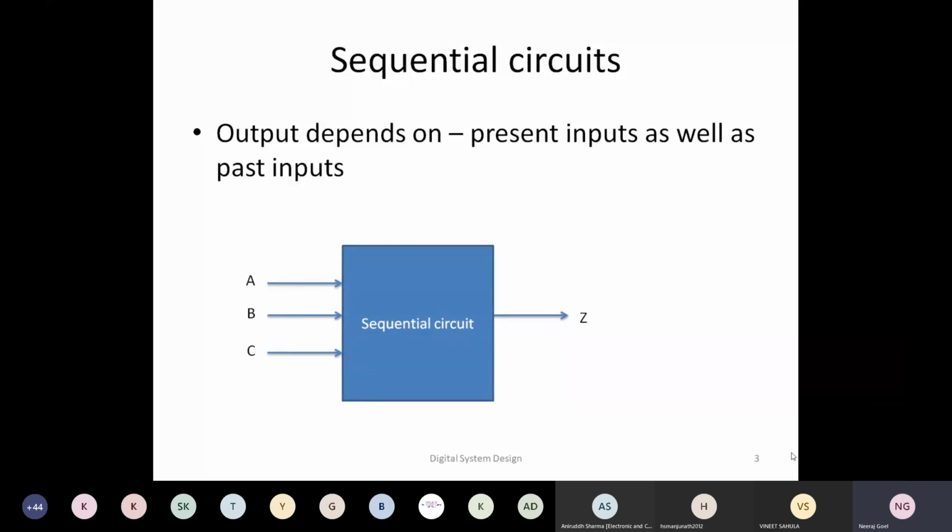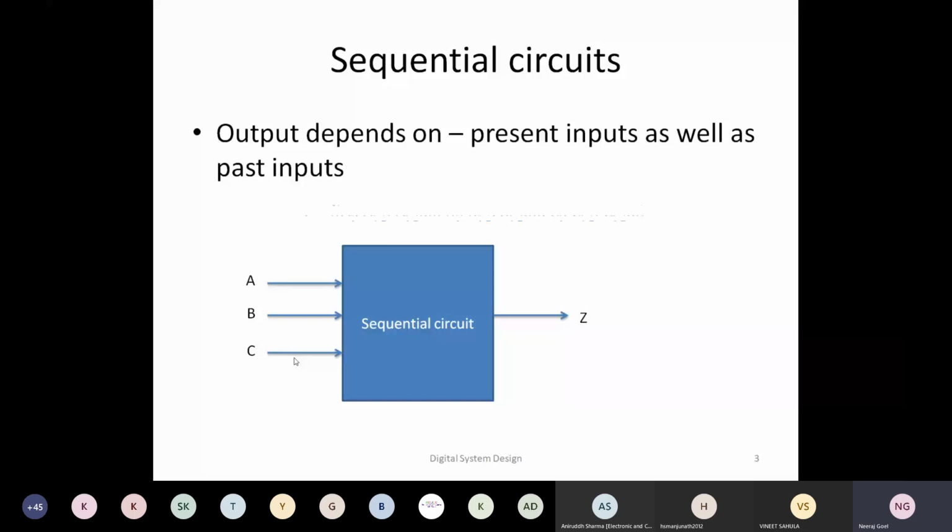So, for example, let's say this is a block which is taking A, B, C as an input, and Z is giving the output. In combinational logic circuits, we have seen that my Z is always a function of the current value of A, B, and C. Please note that whatever is the current value, that would determine the Z value or the output value.